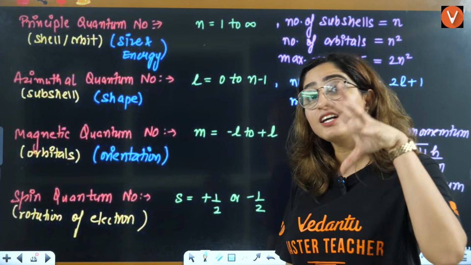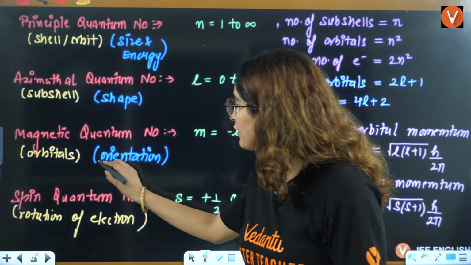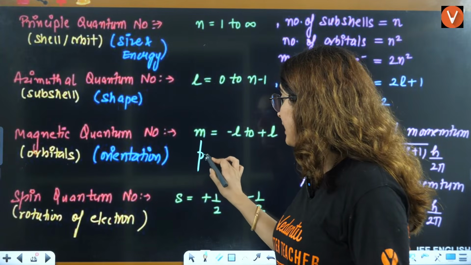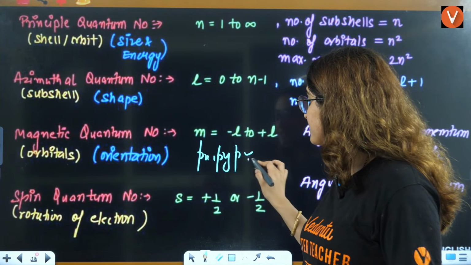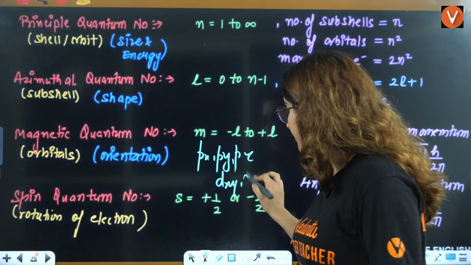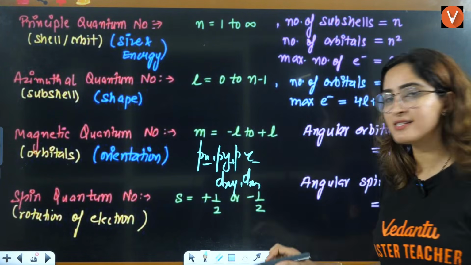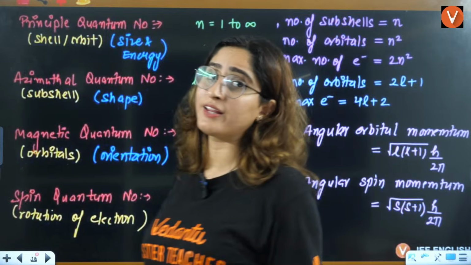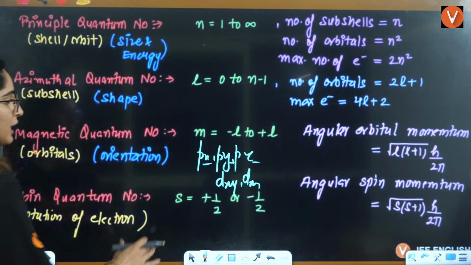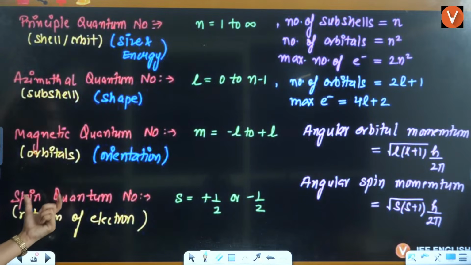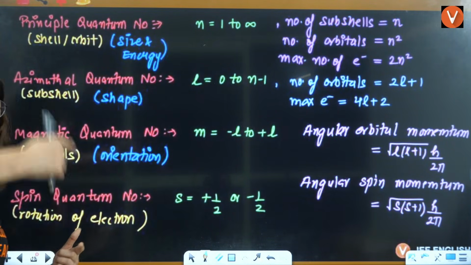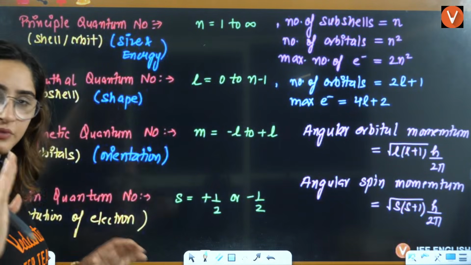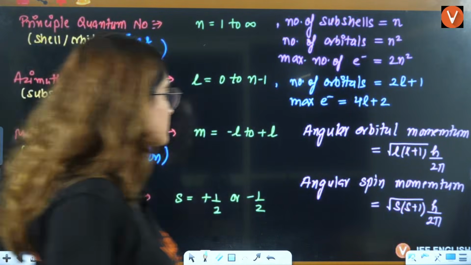Orbitals, that room where your friend is staying, that is going to tell you the orientation. Orientation means, we have px, py, pz, dxy, dyz. So this xyz is the orientation along the x-axis, along the y-axis. Then the last one is the spin quantum number, that will tell you the rotation, whether it's clockwise or anti-clockwise, how it is rotating.